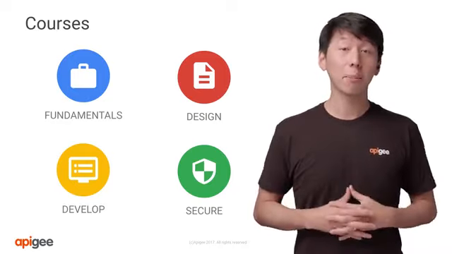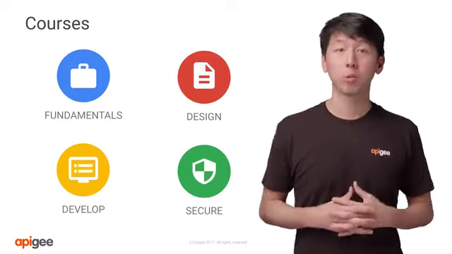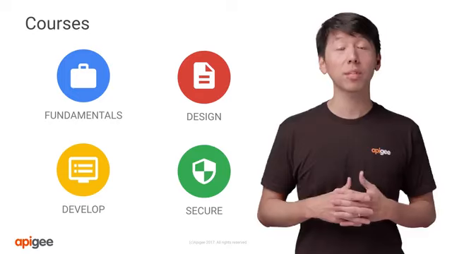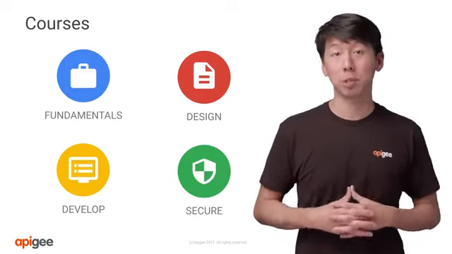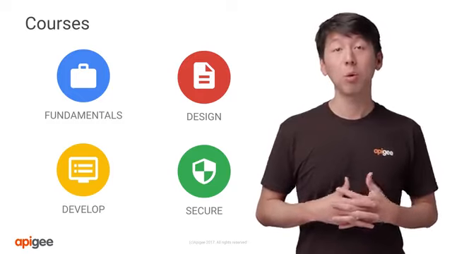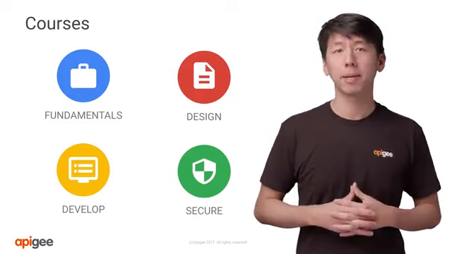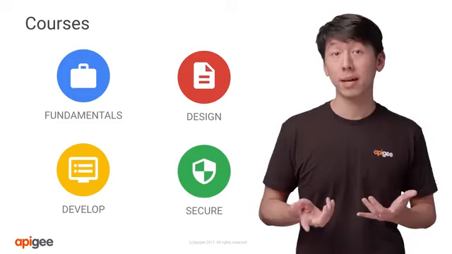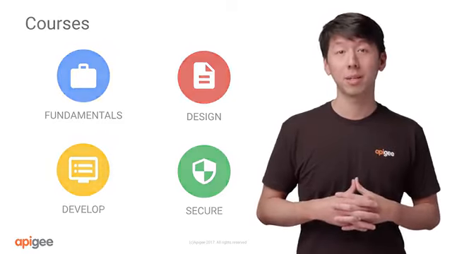When you're ready to develop your API, the Develop course will cover a wide range of topics specifically for an API engineer using the Apigee platform. Finally, when the API is developed, we will walk you through how to properly secure that API with topics such as OAuth grant types and transport security.